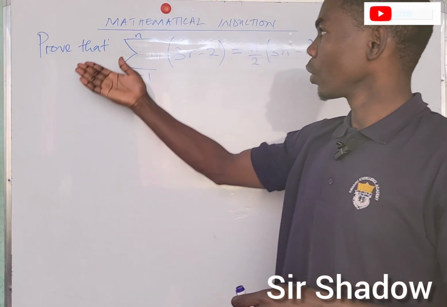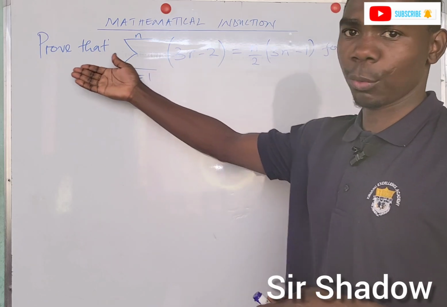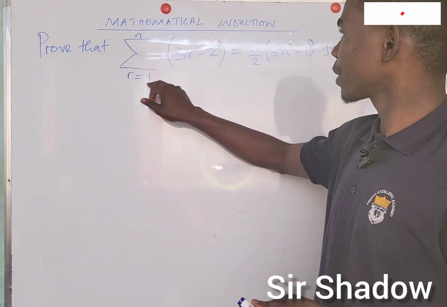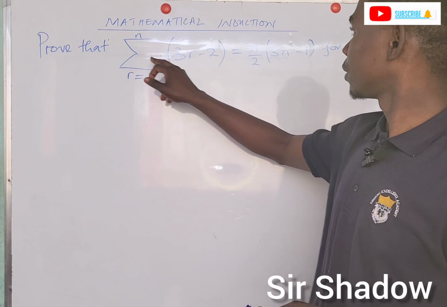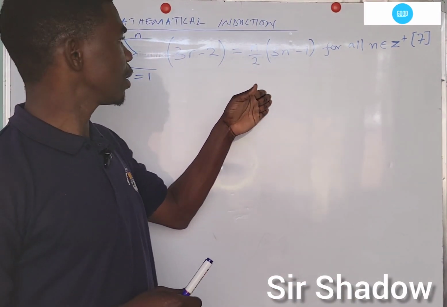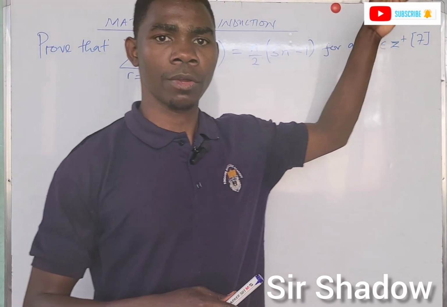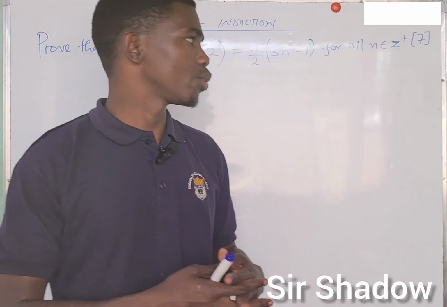Remember, we are still on mathematical induction, right? You want to prove the summation of r equals 1 up to n of 3r minus 2 is equal to n over 2 multiplied by 3n minus 1, for all positive integer values of n.